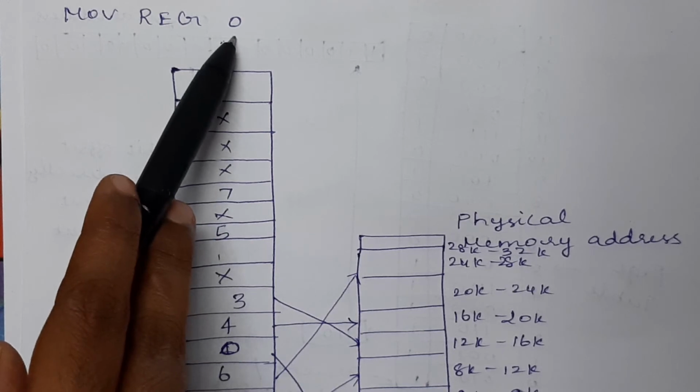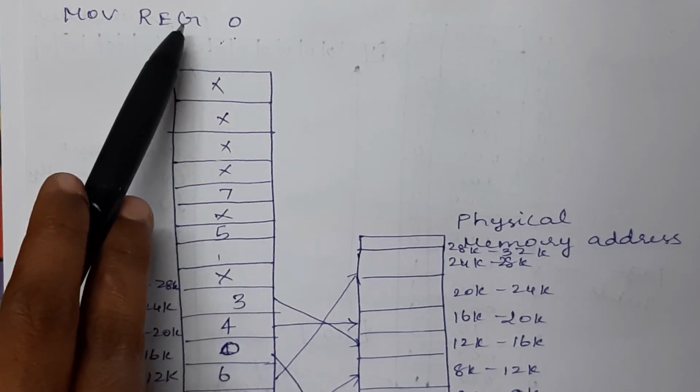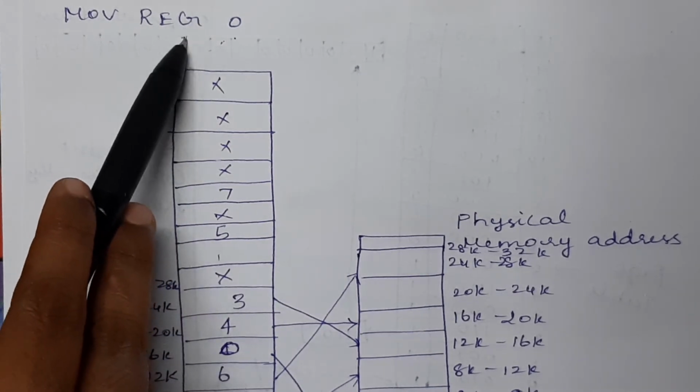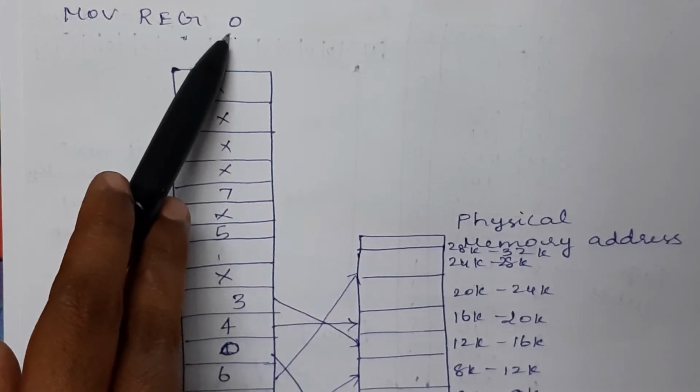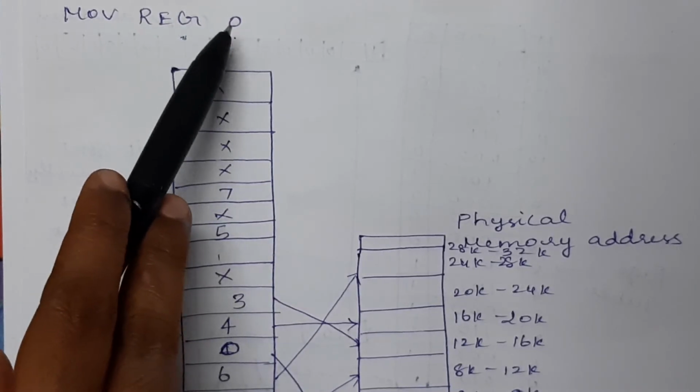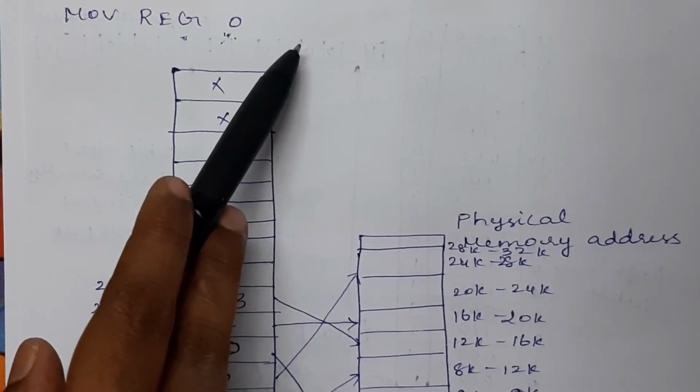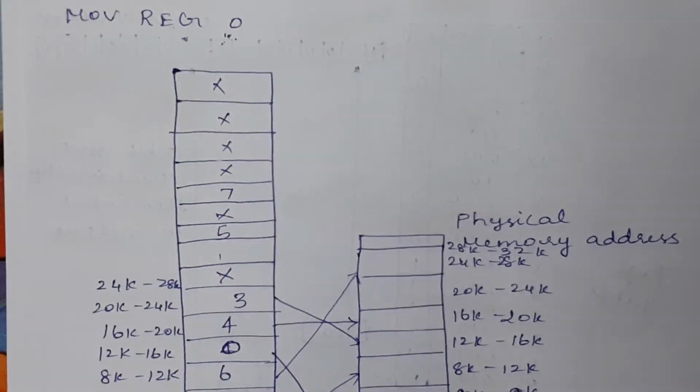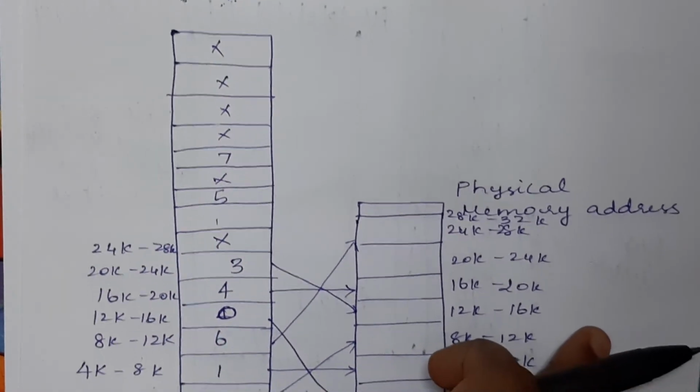So from the 0th location, whatever content we have, we are going to store it in the register, but it is not the address which is specified in the main memory. We need to get the actual address which is stored in the main memory by the mapping technique. How can we get it?